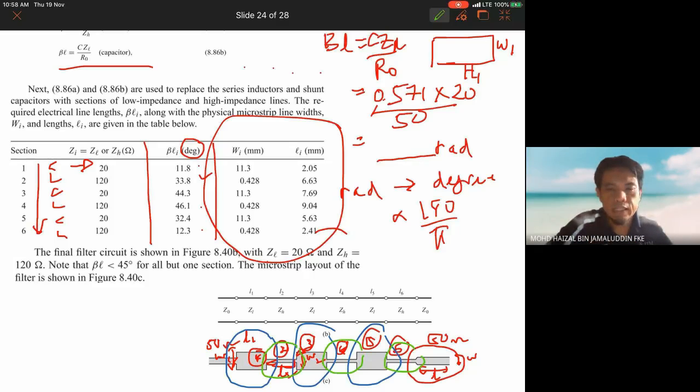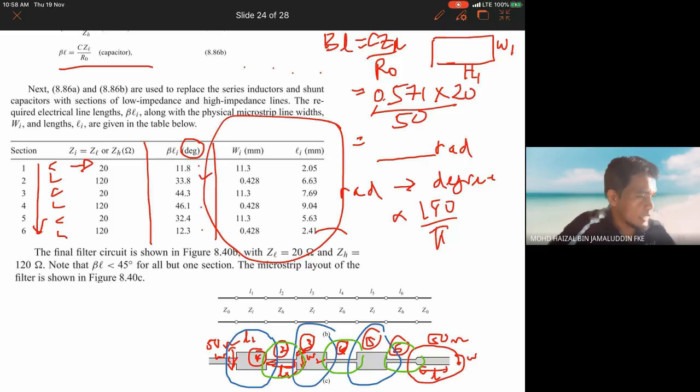So normally in designing a filter using the step impedance, as a designer, we choose not so high impedance. Because if you are using a very high impedance, your width will be very small and it will be difficult to fabricate. And if you are using a very low impedance, the width will be very big. So you need to choose the best between high impedance or low impedance.